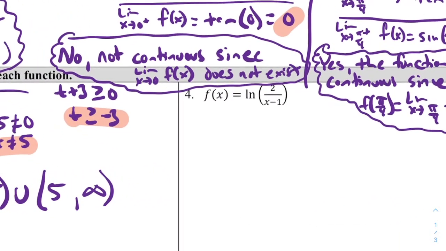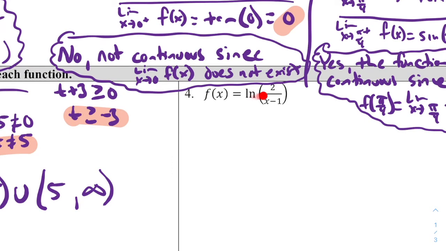Natural log. All right, we got 2 things happening in this as well. The 2 things that we remember about domain, again, that denominator cannot equal 0, so we'll start with that.